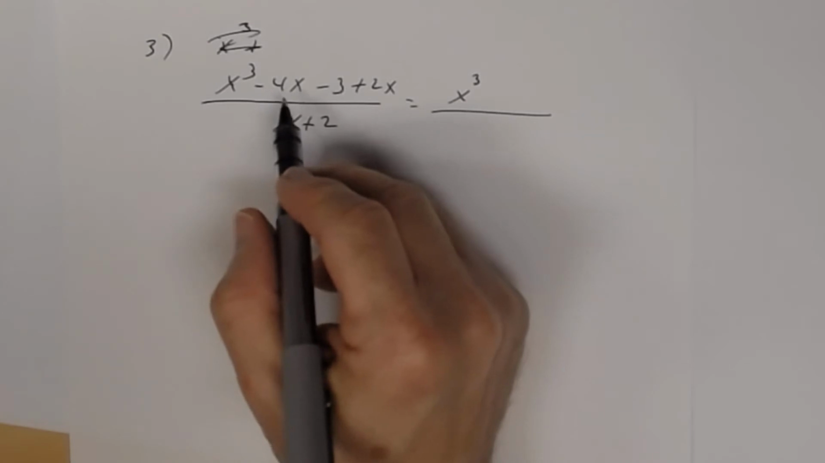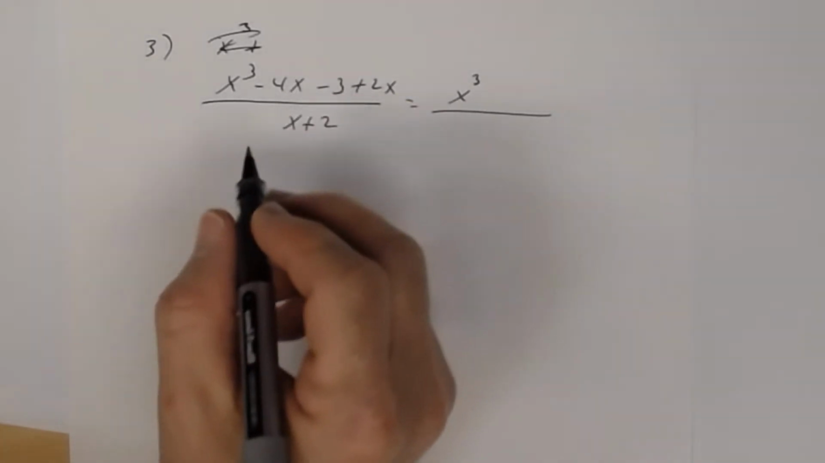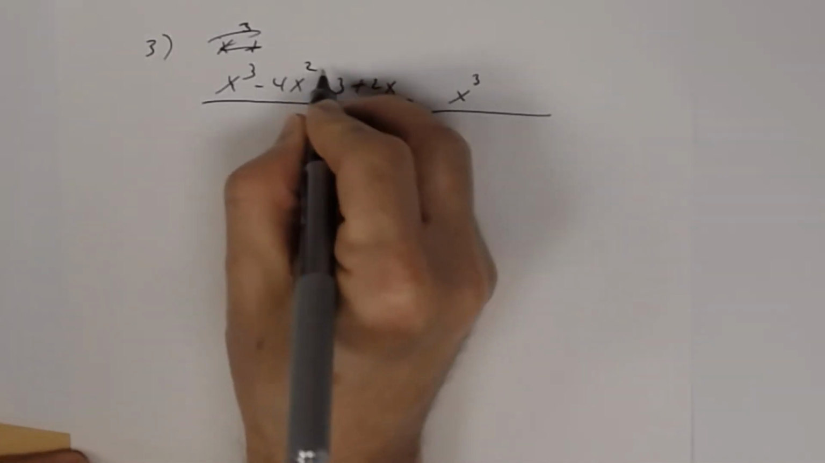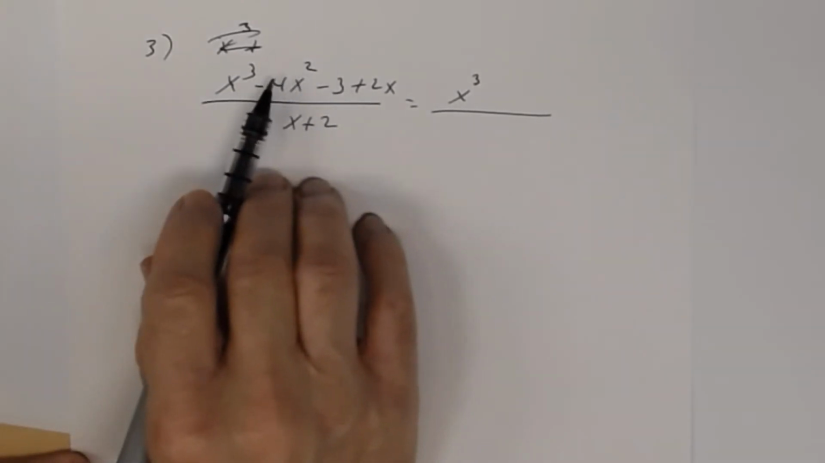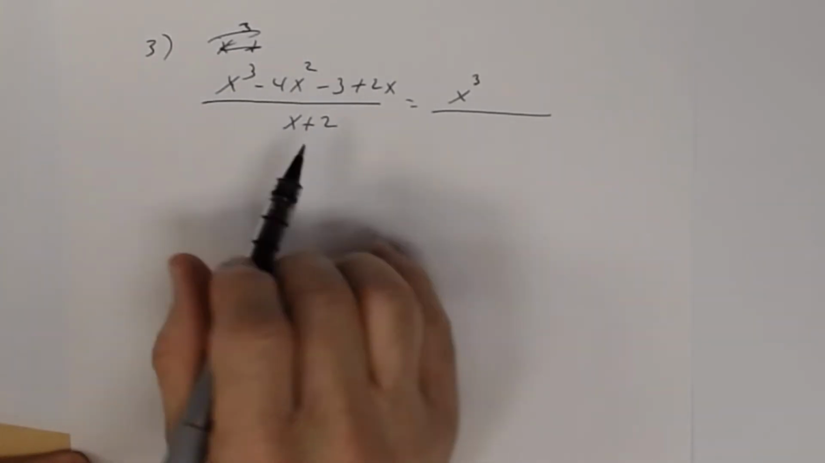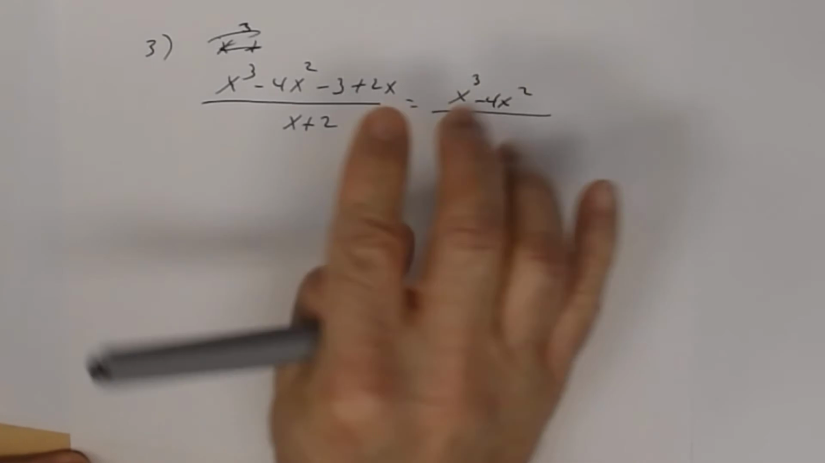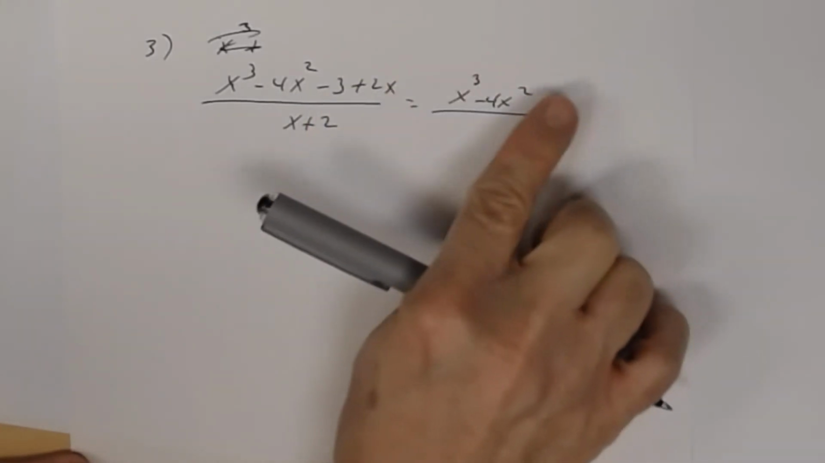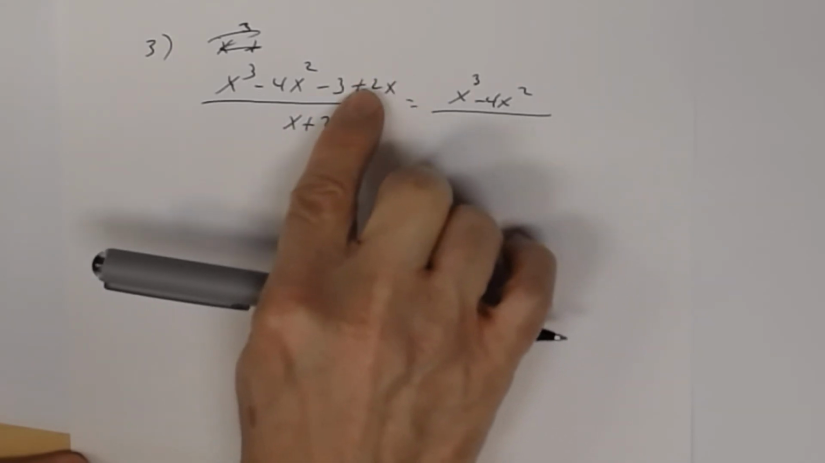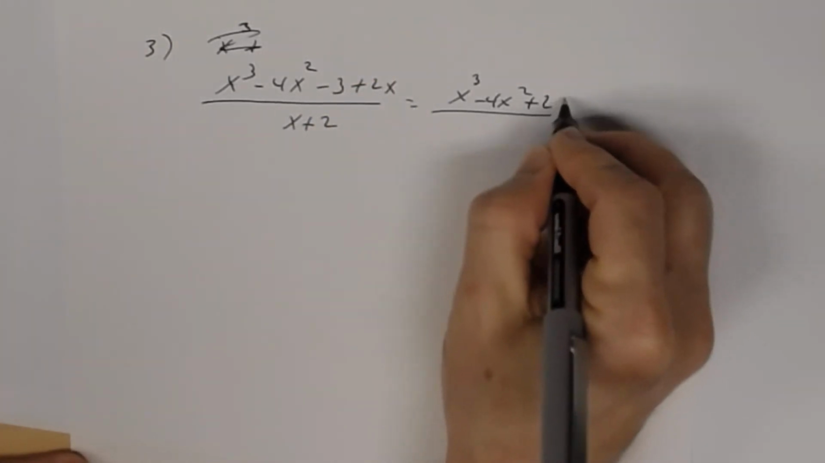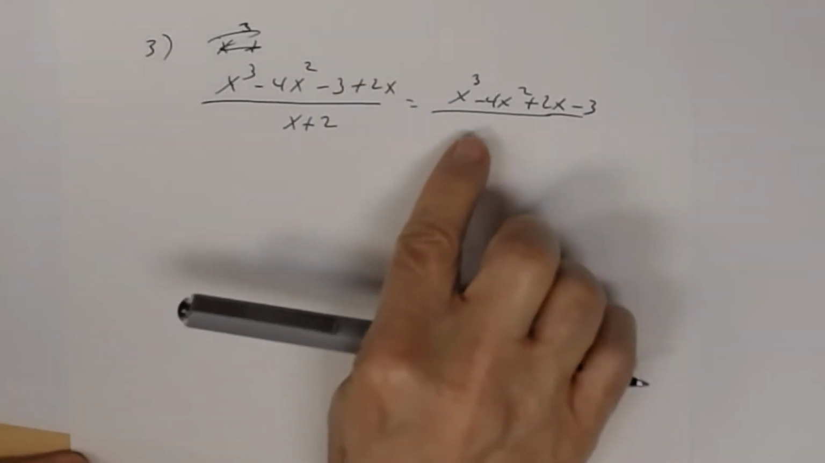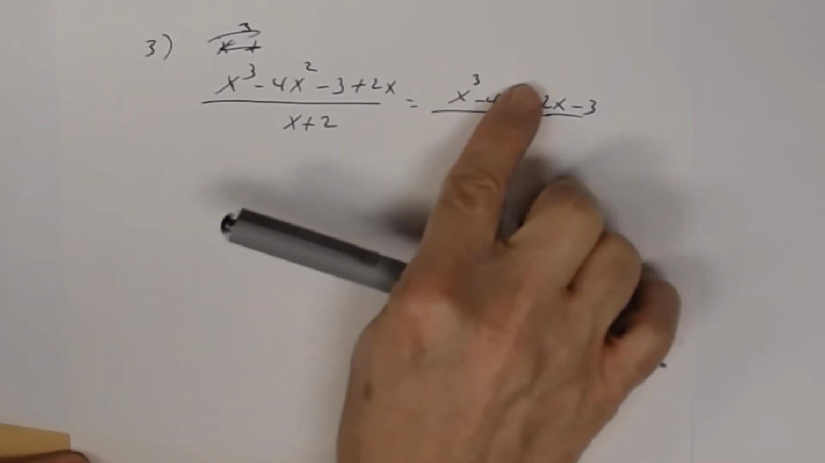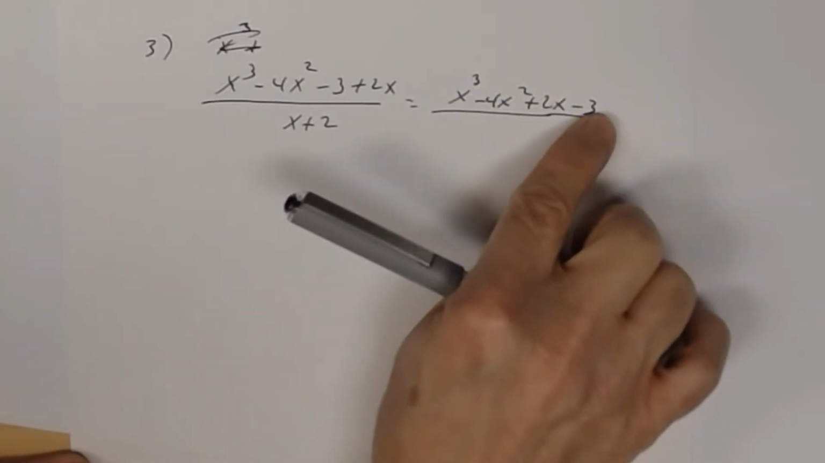Oops, I'm sorry, I meant this to be right here, x squared. So then the next one is x squared, right? So minus 4x squared. But notice the next term you better put here is the x term. Your constant always goes last. So I'm going to have to change this order here. So this is plus 2x and then minus 3. Now it's in descending order. x cubed, x squared, x, and your constant.